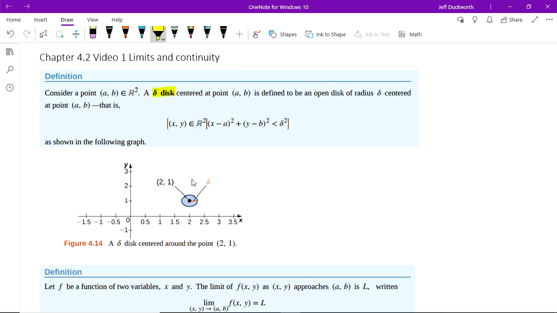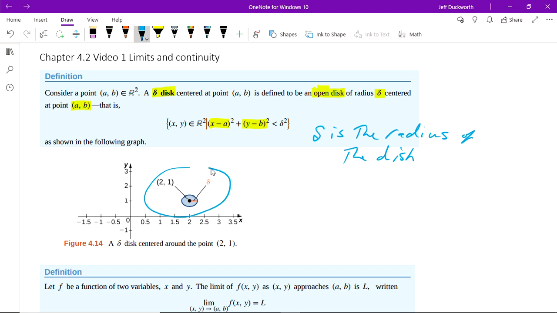So we're taking a disk, an open disk of radius delta around the point A, B. So we've got an X component and a Y component. Remember, that's an ordered pair. So this is going to be centered at A, B. If you notice the equation for a circle there, we've got a less than delta squared. So in this case, delta is the radius of the disk.